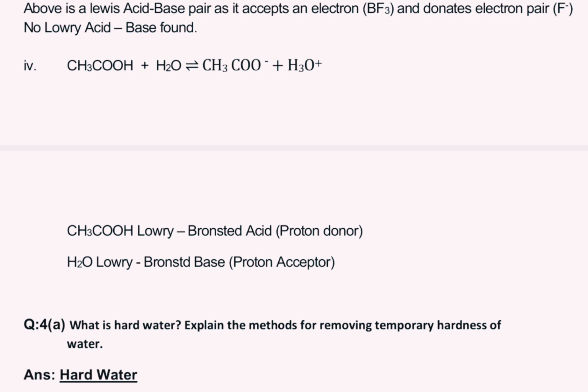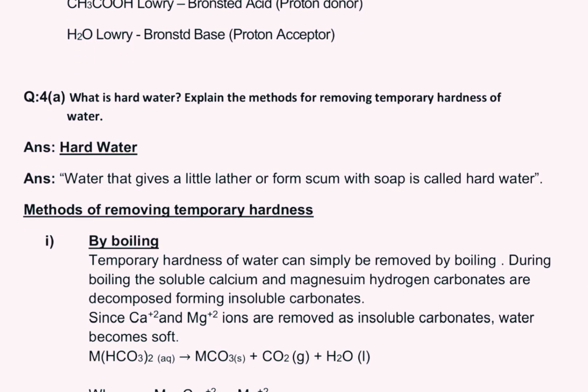So water is absorbing H positive, so it is a Lowry base, and your acetic acid is donating the H positive, so it is Lowry acid. So what you really need to do is to read the equations carefully, to see which one is giving the proton or which one is accepting the proton. The next is what is hard water.